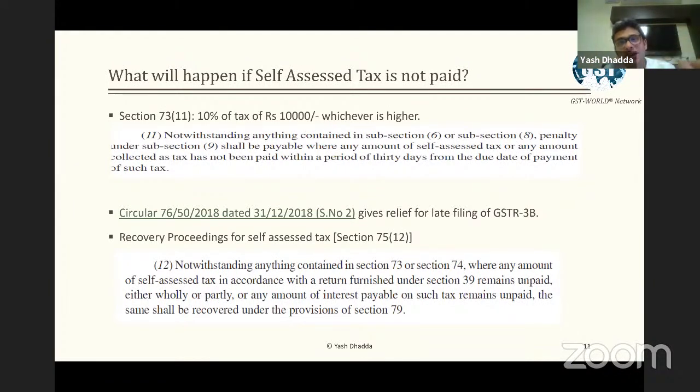Still, there is a provision under section 75 subsection 12 which says that if you have furnished a return under section 39, you have not paid your tax in full, and because you have not paid your tax in full, there can be recovery proceedings against the balance amount. Now, we realize how is that possible?